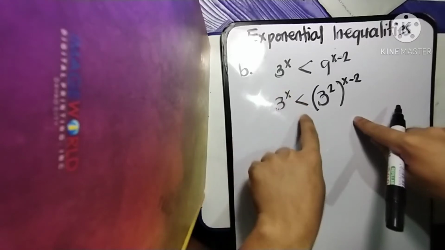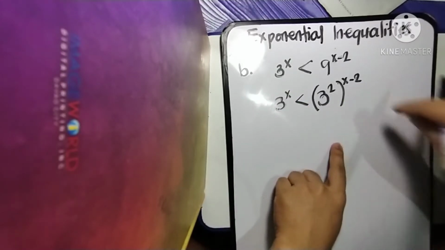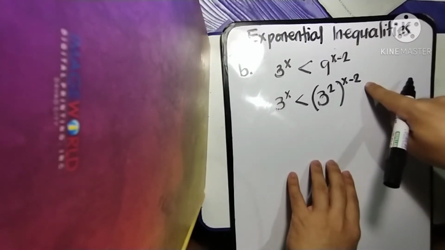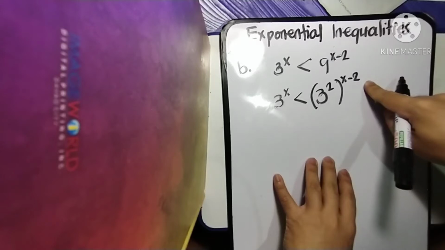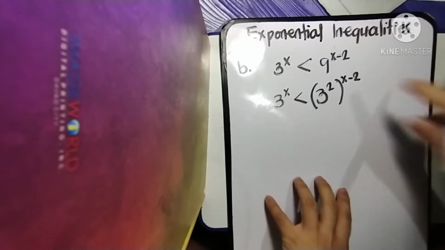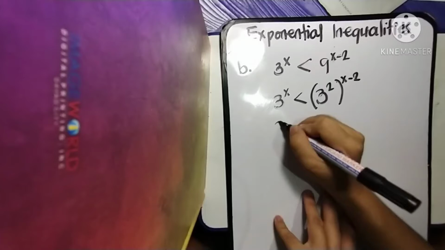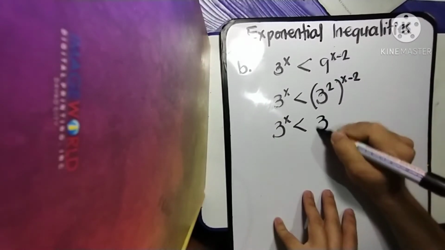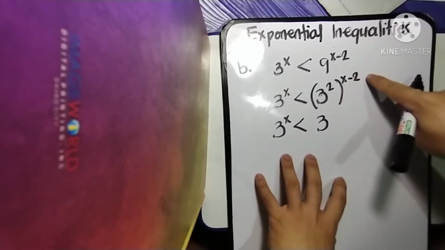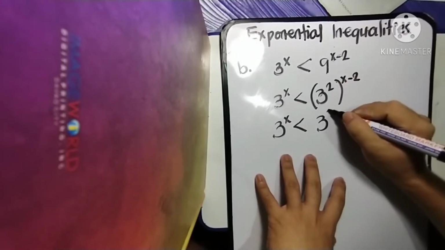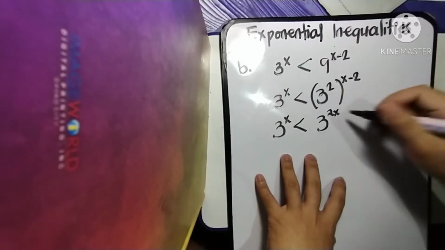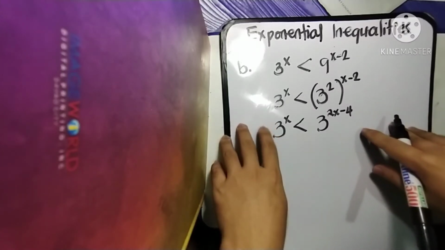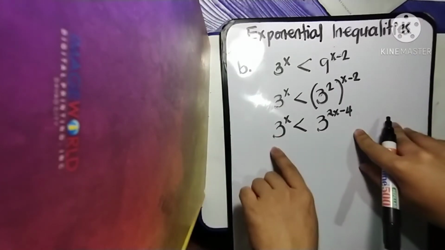Now, the form is 3 to the power of x less than 3 squared to the power of x minus 2. Now, an exponent to another exponent. This is based on the power of a power law of exponents. So, let's simplify. We have 3 to the power of x is less than or equal to 3, then multiply exponent to exponent. 2 times x, that is 2x. 2 times negative 2 is negative 4. So, now our goal is to have the same base, which is 3.